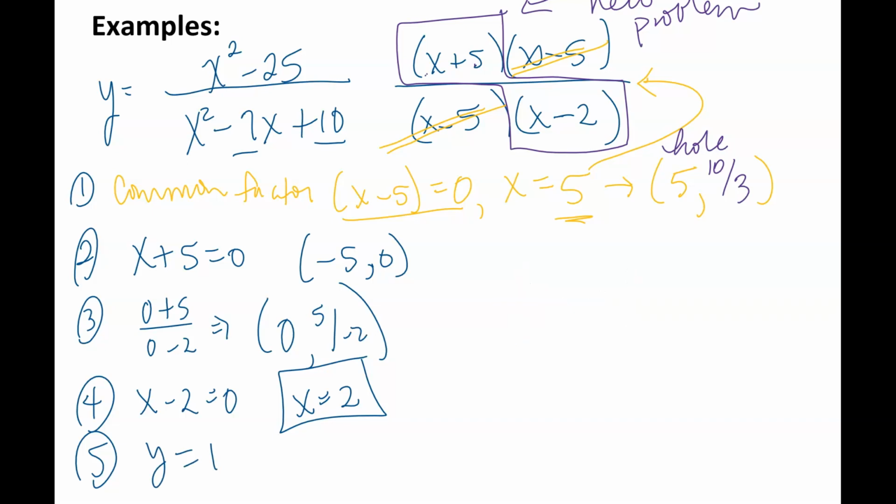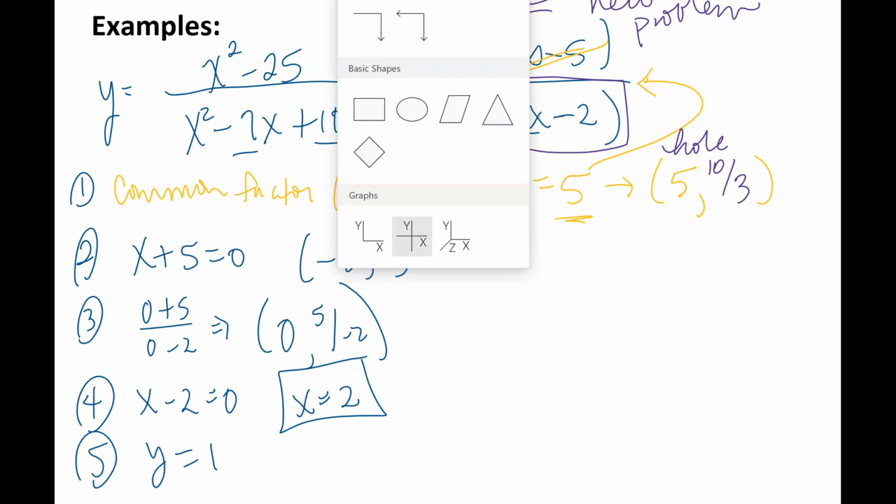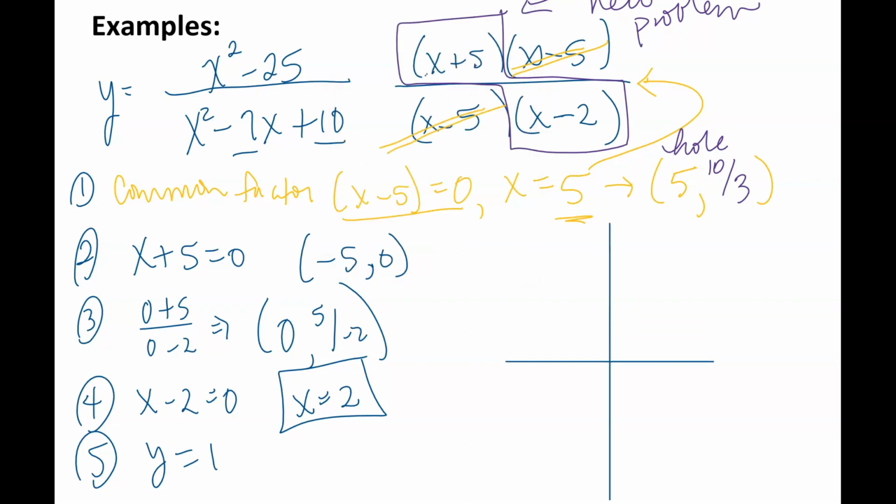Now we graph. All right, so let's start with the hole. The hole is at the point 5, 10 thirds. So 10 thirds is a little over 3. So somewhere about right there. Now that's a hole. I don't know why I drew it as a closed circle. That should be an open circle right there.